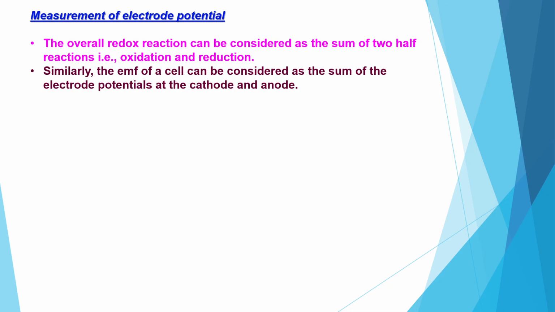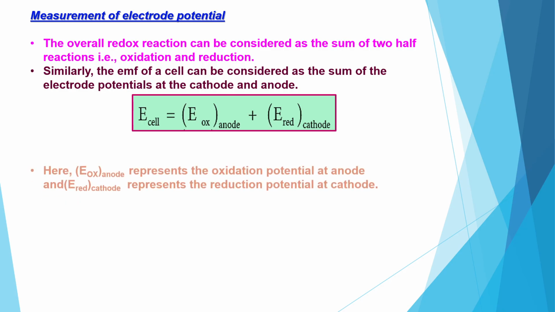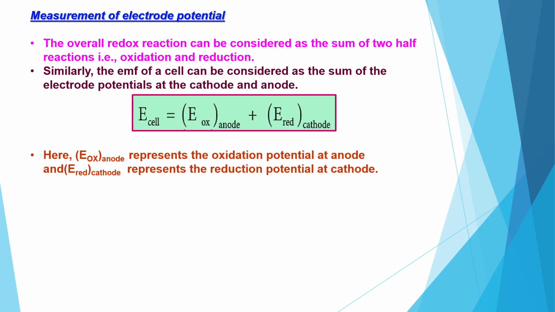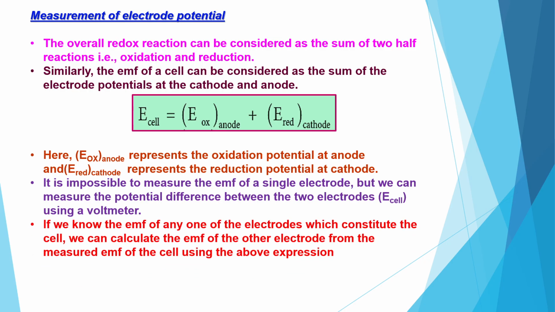Similarly, the EMF of the cell can be considered as the sum of the electrode potential at the cathode and anode. Just I have written here. So here E ox anode represents the oxidation potential at anode, and E red cathode represents the reduction potential at cathode. So it is impossible to measure the EMF of a single electrode, but we can measure the potential difference between two electrodes using a voltmeter.